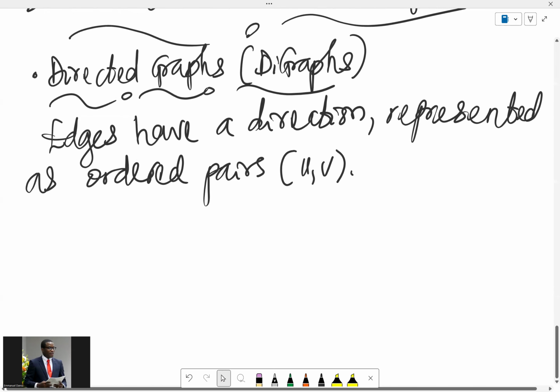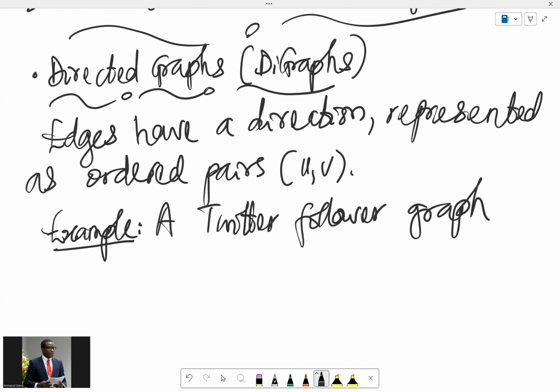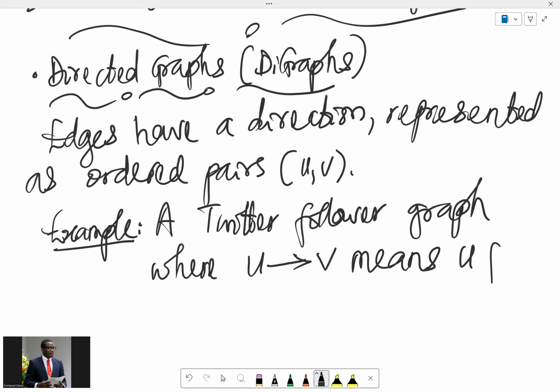Let's look at a practical example. Imagine a Twitter follower graph, where U goes to V. U goes to V simply means that U follows V. So Twitter is a very good example of a directed graph, because on Twitter it's possible for you to follow someone and the person doesn't follow you. So that's a directed graph.